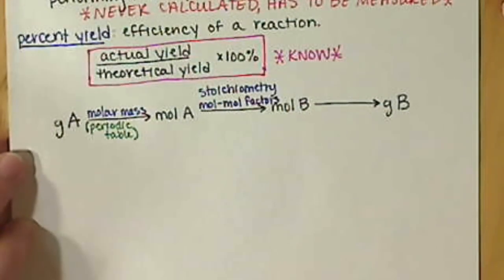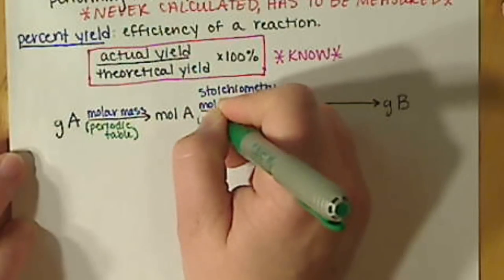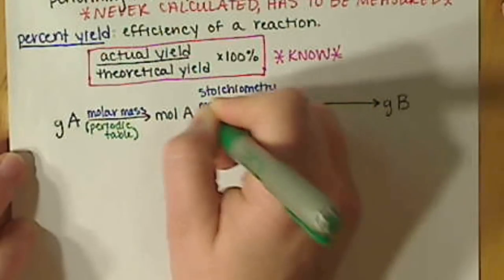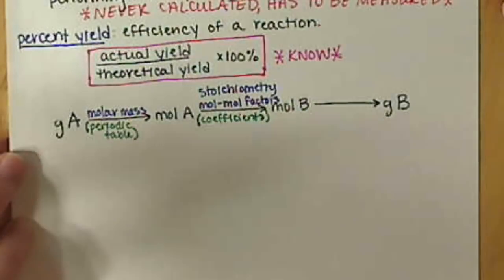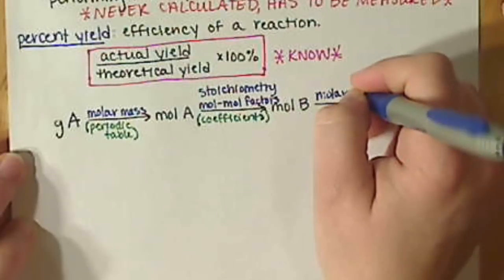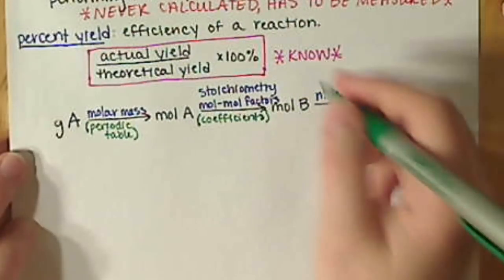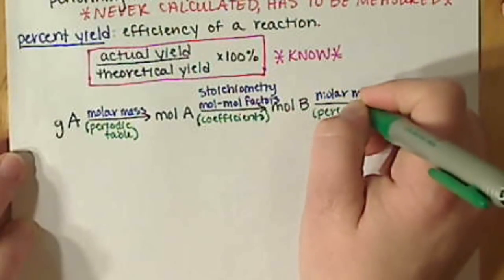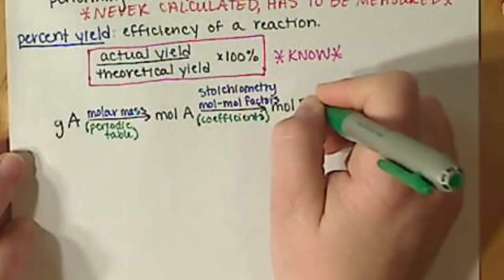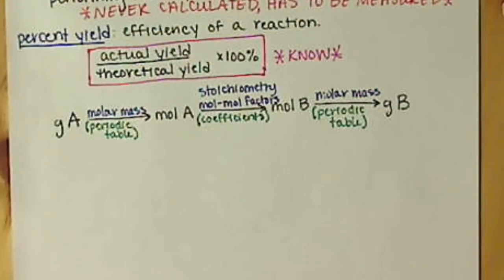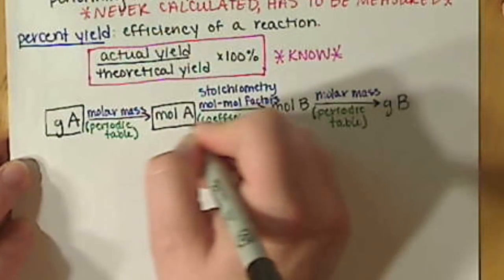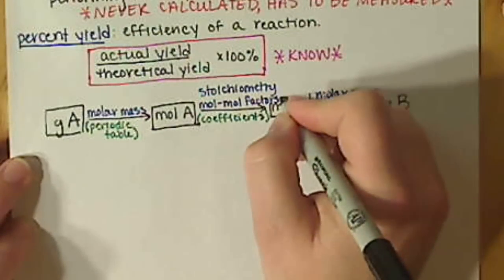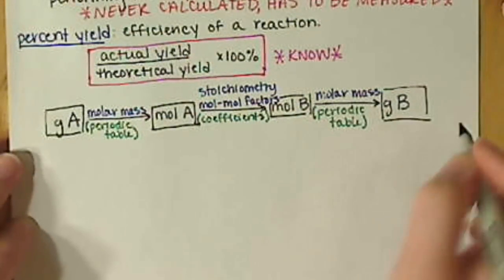And where do we find this conversion factor? We find that on our coefficients, right, of our balanced chemical equation. And then our last step, again, this is molar mass. And again, we're going to find that on the periodic table. So we're going to be doing this a lot. Grams of A, you're going to hear me say it a lot on these videos. Grams of A to moles of A to moles of B to grams of B.